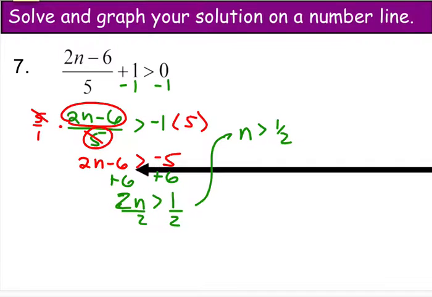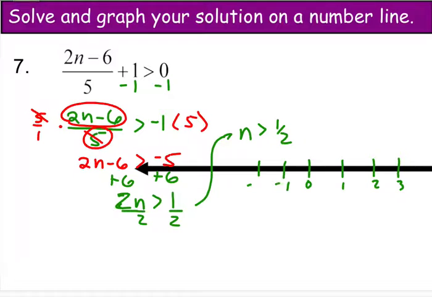I'm going to move the number line over here. Now, that's a fraction. It's between 0 and 1. So if I'm going to graph this, I'm going to put 0 here, 1, 2, 3, negative 1, negative 2, negative 3, and we're actually working with this point right here, 1/2. It's greater than 1/2. I know 1 is greater than 1/2. I know 2 is greater than 1/2. So we're going to the right.